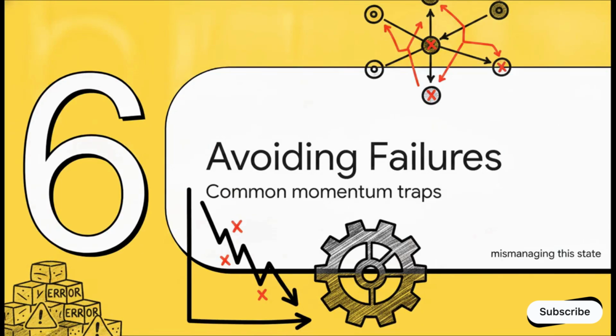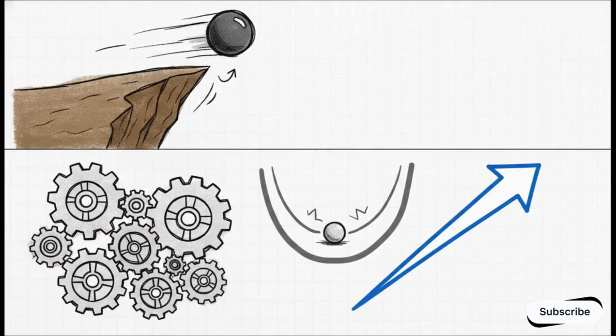Section 6. Avoiding failure modes. Because it's so mathematically heavy and stubborn, mismanaging this state leads to the exact catastrophic failures I see in training logs all the time. Let's diagnose 3 common ones.